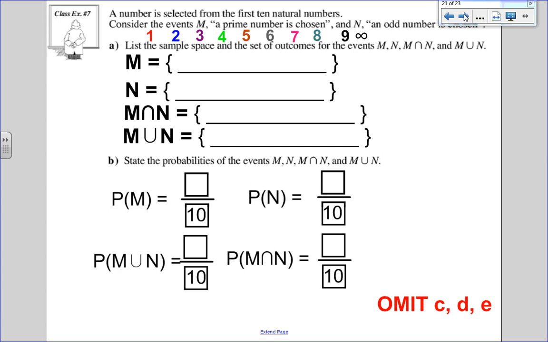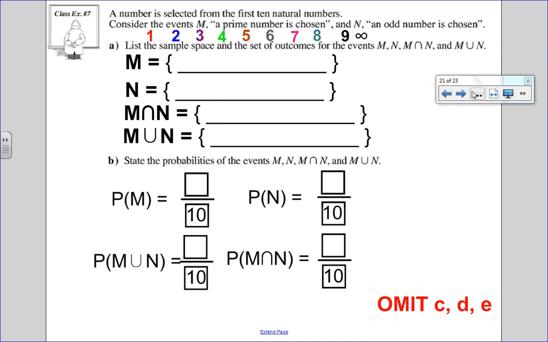Okay, last one here, number 7, and then just changing this around a little bit. We're only doing A and B. We're omitting C, D, and E. So a number is selected from the first 10 natural numbers. Consider event M, a prime number is chosen, and event N, an odd number is chosen. I want to list the sample space for each of these outcomes and use it to find the probabilities.